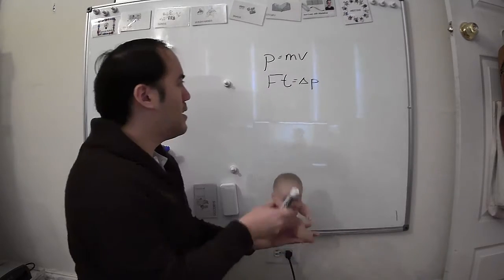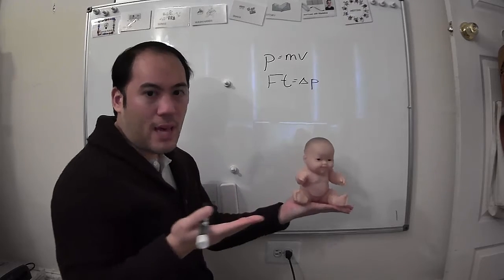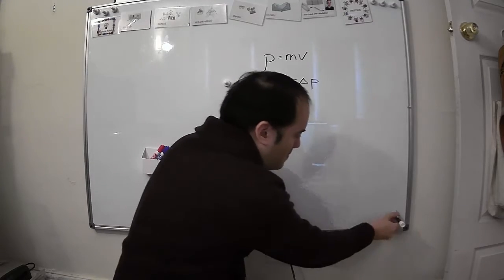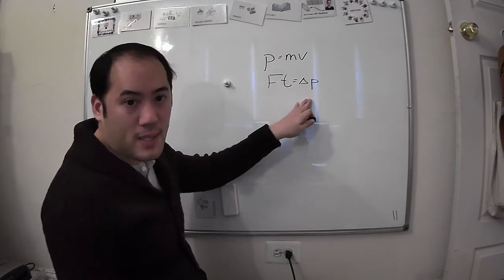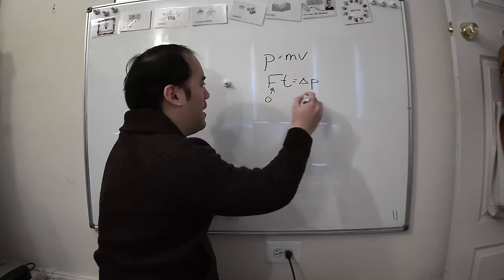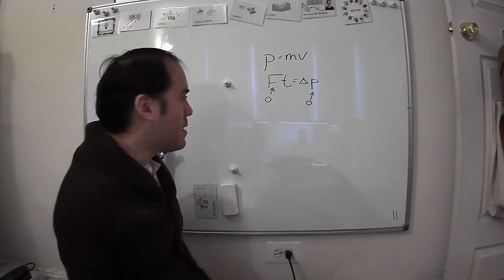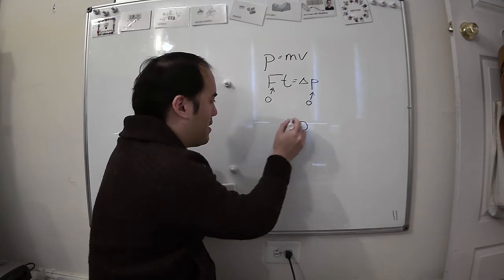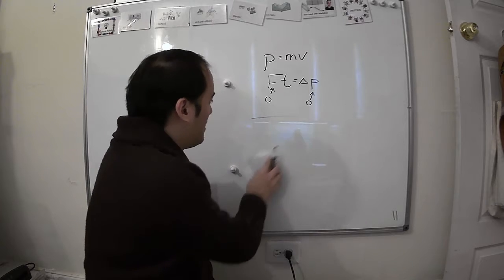If I have a baby and I apply no force, what will happen to the baby's momentum? If I have an object and I apply no force, what will the change of momentum be? 0. Yes, very good. F is 0, delta P is 0. That's true for a stationary baby. It's also true for an asteroid. That's actually where the moon goes.